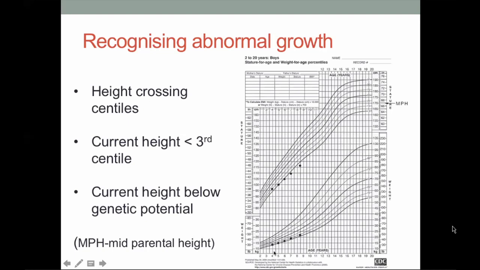But if you look at the weight, that started between the 3rd and 10th centiles, and he's gaining weight along that line. So he's not becoming thinner or fatter in a sense. His weight is okay, but he's not growing in height as much as you would expect. So you expect a child to grow along the centile line, but here you see him crossing centiles and ending up below the normal range, 3rd centile. And if you look at his genetic potential, it's also below that. So those are very important factors that you need to start looking at and noticing when you recognize and interpret abnormal growth.